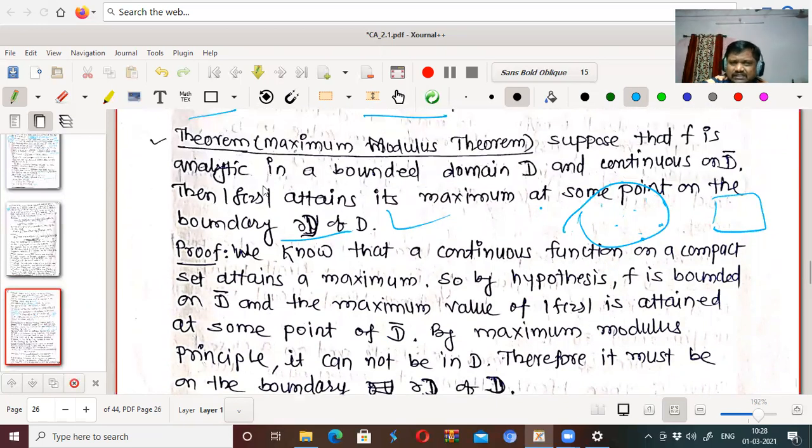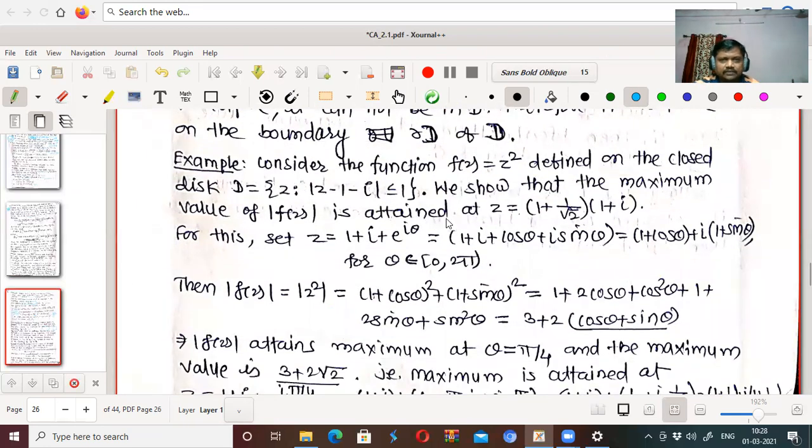So in simple words, if the function is analytic on this domain and also continuous on the boundary, then the maximum modulus value of f of z will be attained on the boundary, not in the interior. Not in the interior. Okay.